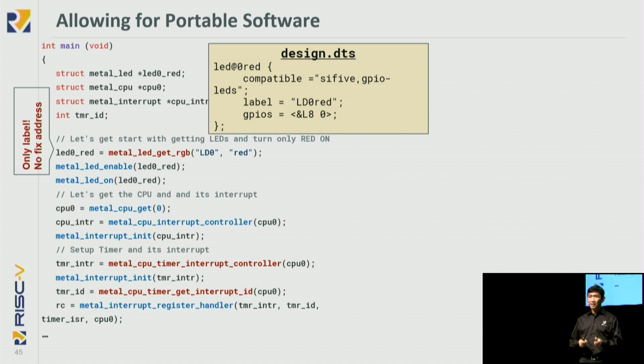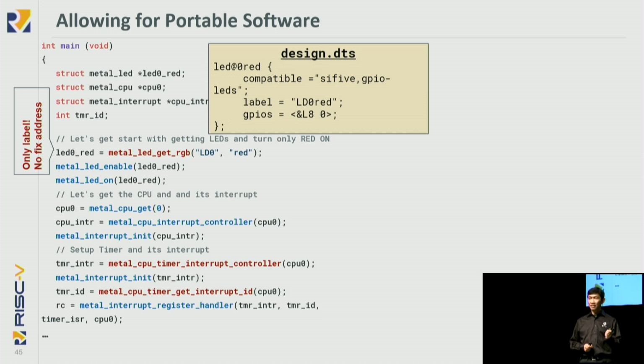So as you can see in this example, there's no notion that I need to know what the address of that is. Because all that is hidden by Freedom Metal, from your application perspective, you can simply say, give me a handle to a device known as an LED. But how does that work?